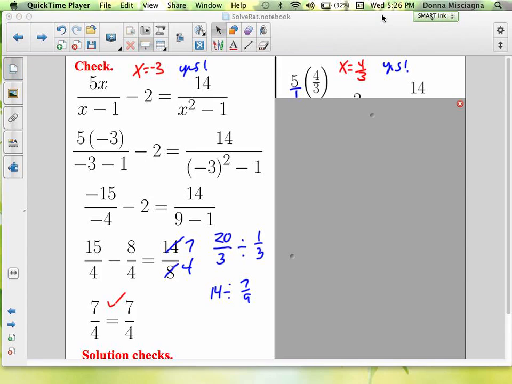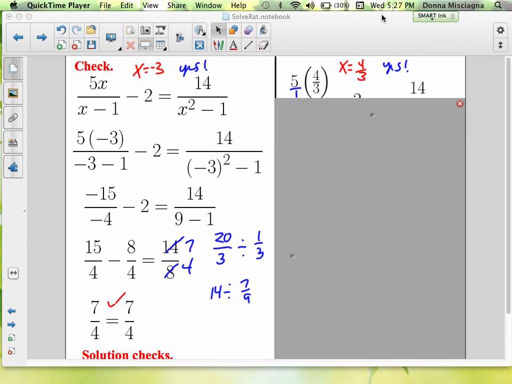All right, so we plugged in the negative 3. We got 5 times negative 3 divided by negative 3 minus 1, minus 2, equals 14 divided by negative 3 squared minus 1. Now these are a little bit trickier because you have to combine like terms. So we simplify that. We have negative 15 divided by negative 4. You can cancel out the negatives. Now, I can only combine 2 with 15/4 if I change 2 so it has a denominator of 4. So if I want the denominator to be 4, I have to multiply the numerator 2 by 4. So now we have 15/4 minus 8/4.